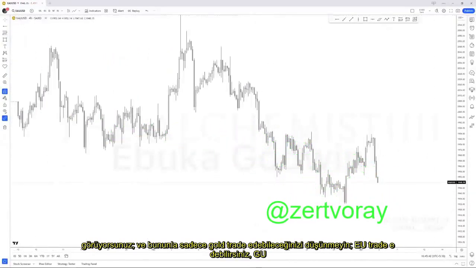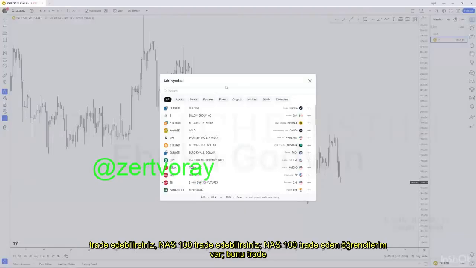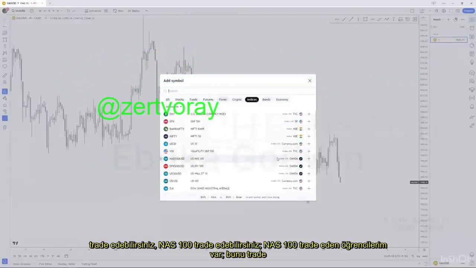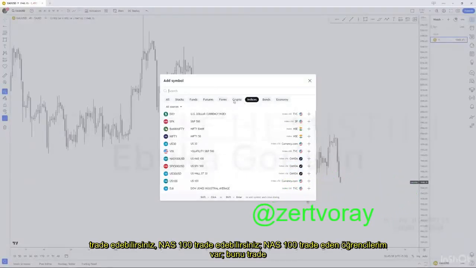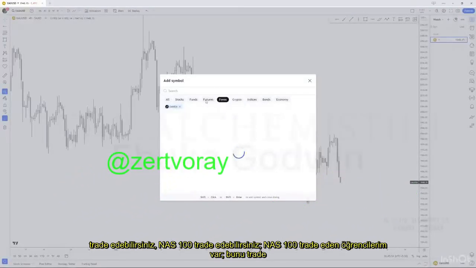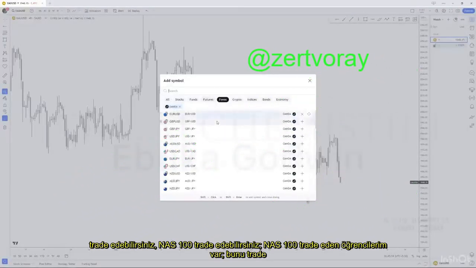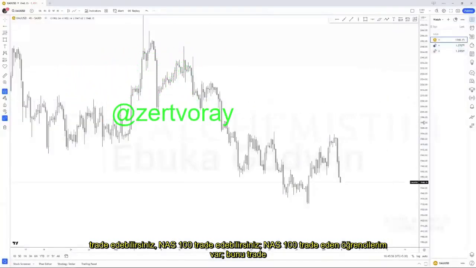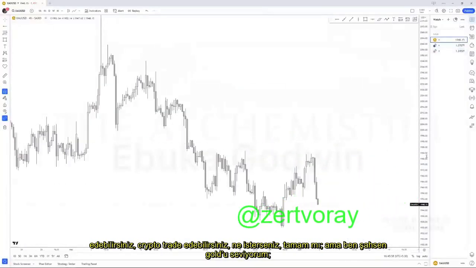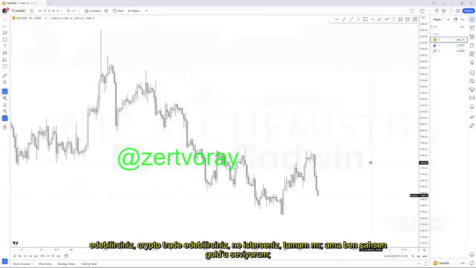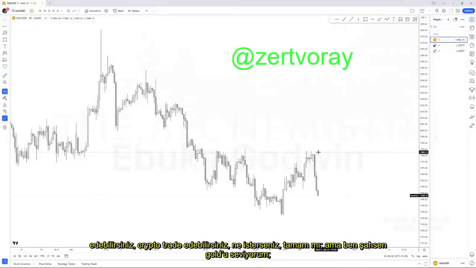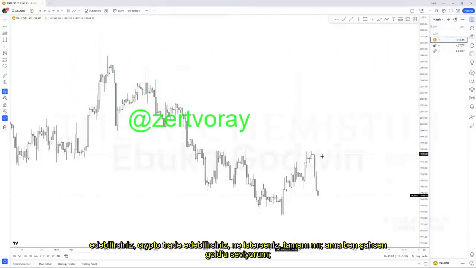You can trade EU, you can trade GU, you can trade NAS 100. Yeah, there are some of my students who trade NAS 100. You can trade crypto, whatever. But I personally love gold. The reason is that gold's price action is very clean. Once you understand gold, it will be your best friend because you can read this very clearly.